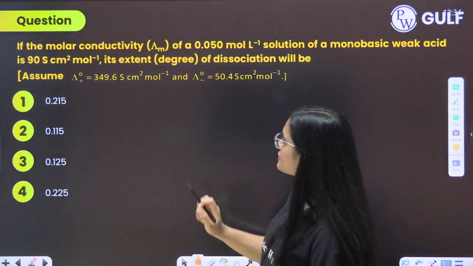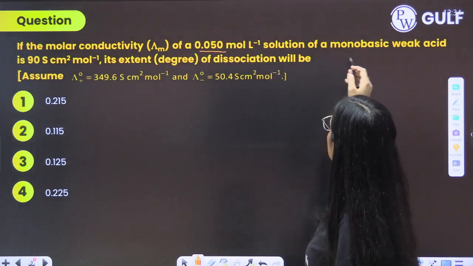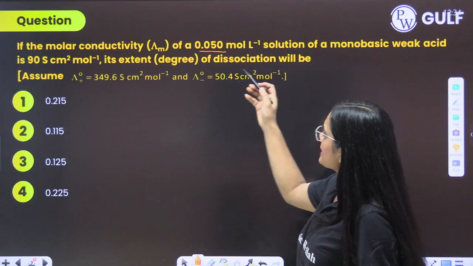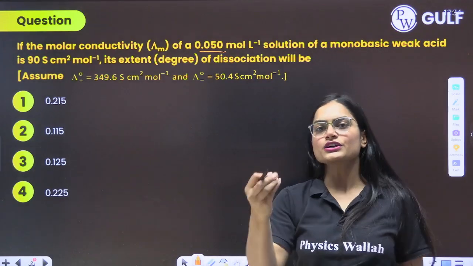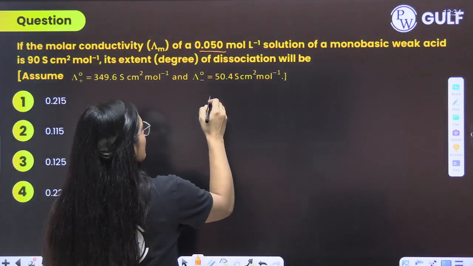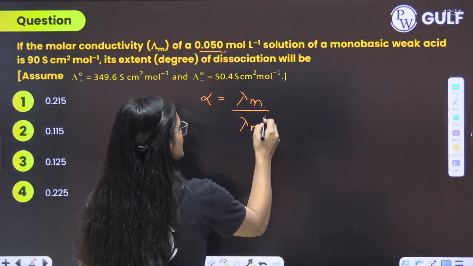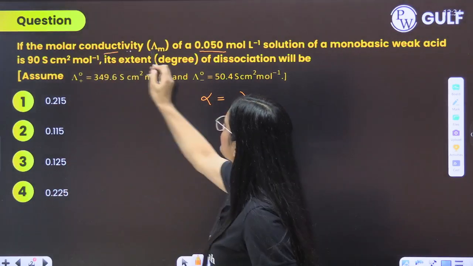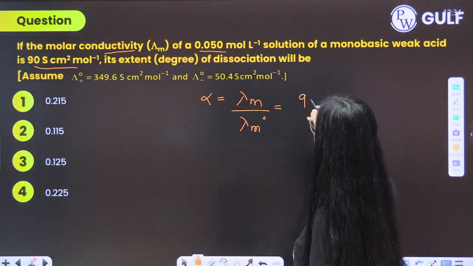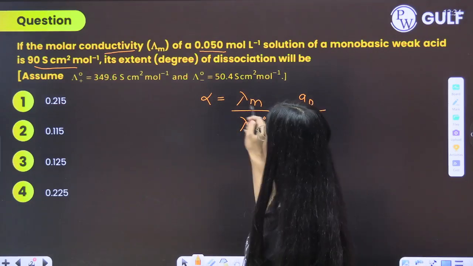So here is the very first question, which says: if the molar conductivity of a 0.05 mole per liter solution of a monobasic weak acid is 90 Siemens centimeter square mole inverse, its extent of dissociation will be? Here you have to find out alpha, which is the degree of dissociation. You know that alpha we calculate as lambda m upon lambda m naught. In this question, they have given you lambda m, the molar conductivity of a weak acid, a monobasic acid, that is 90 Siemens centimeter square mole inverse.